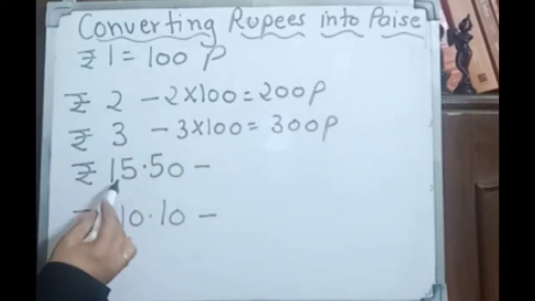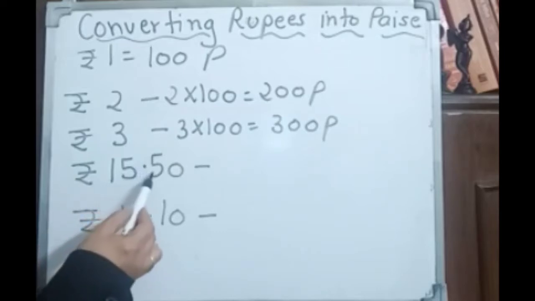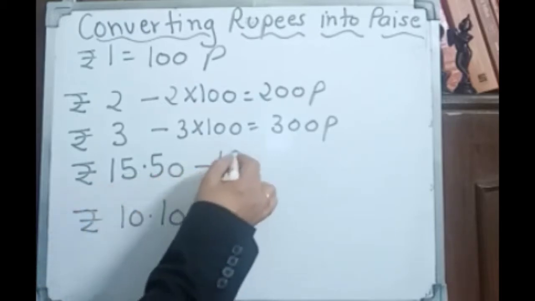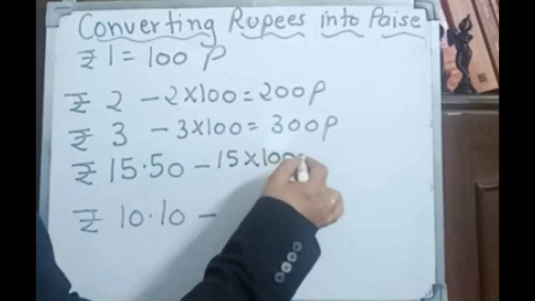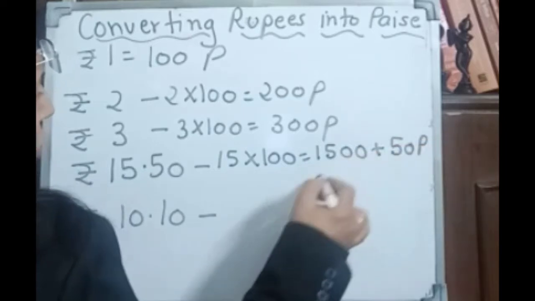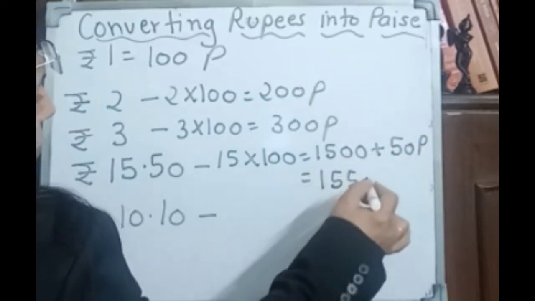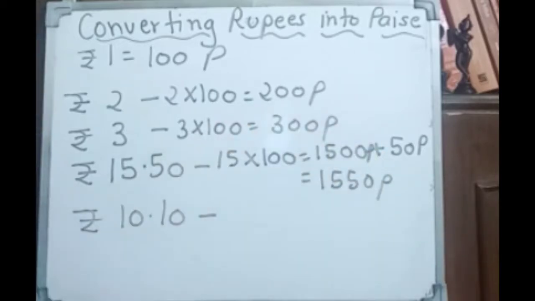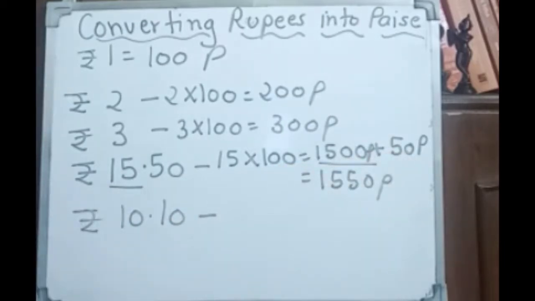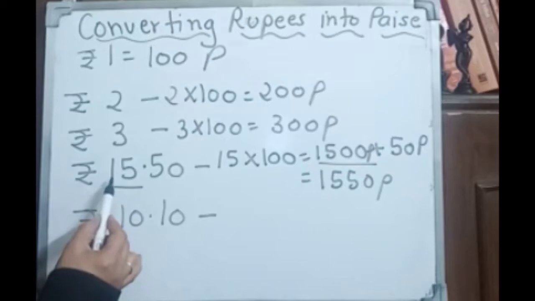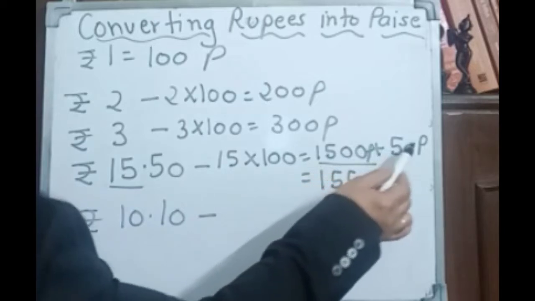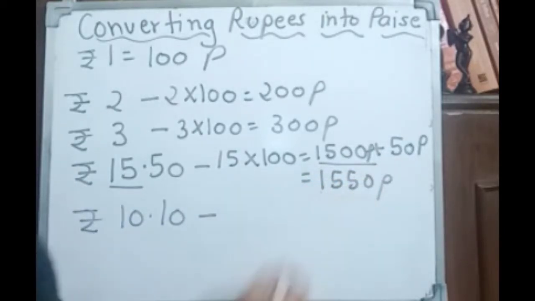Next, look here carefully: rupees 15 and 50 paisa. So what to do? First we will multiply 15 into 100. That will be 1500. Then plus 50 paise. Very simple. Rupees 15 and 50 paisa: 15 into 100 is 1500, plus 50, so we have 1550 paisa.